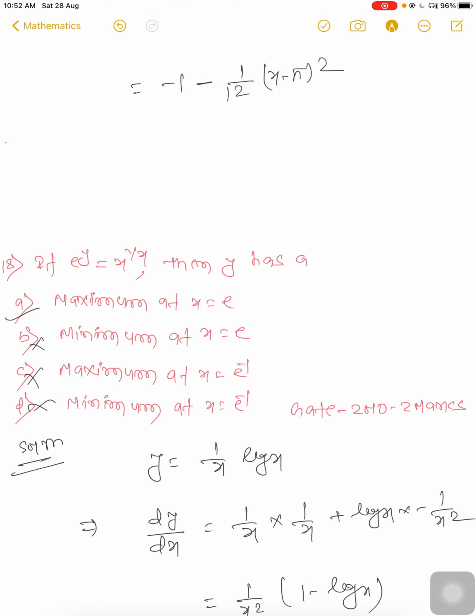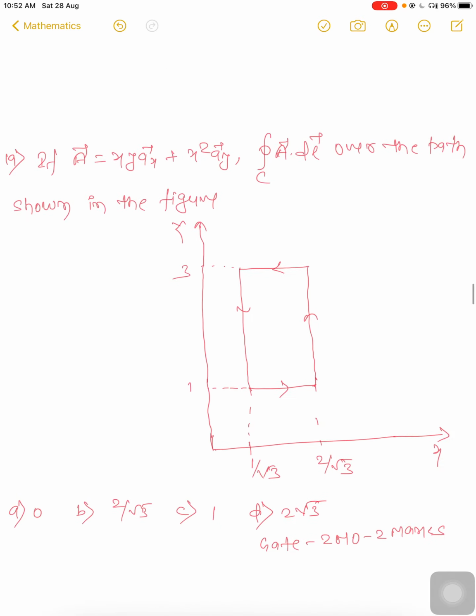Minimum at x is equal to not, and maximum at x is not. Okay.